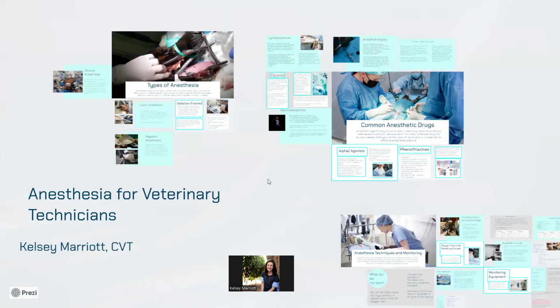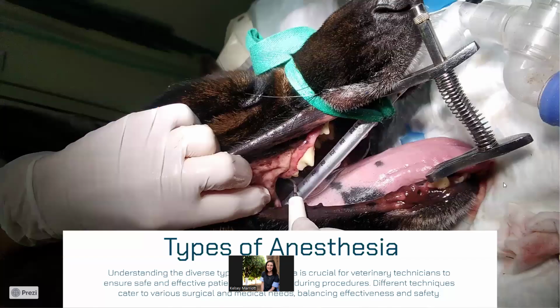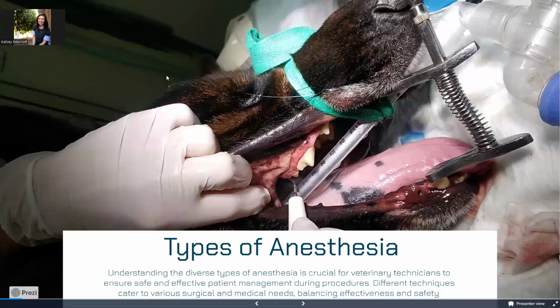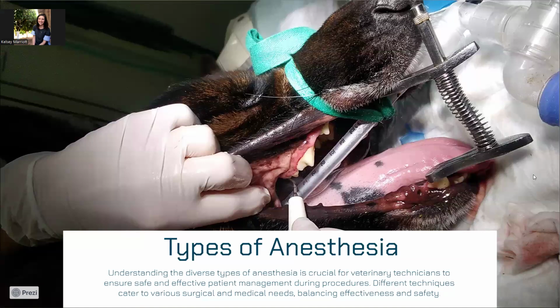When we talk about anesthesia, there are different types of anesthesia. That is where we, as technicians, are very valuable, because we play a role in helping make sure these anesthetic procedures go smoothly. And it's not only intraoperative that we are working on this. We also do pre-op care and post-op care. So this is a start to finish goal.